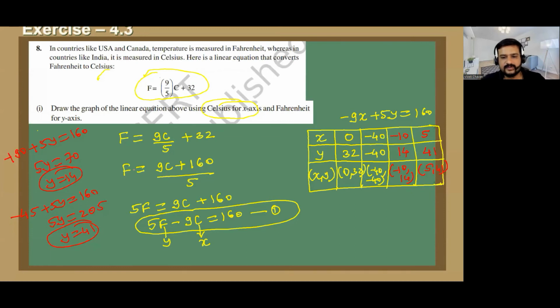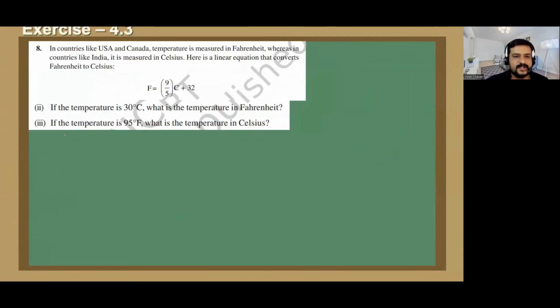Okay, we'll move forward with the next part of this question. Now second, what they have asked: if the temperature is 30 degrees Celsius, what is the temperature in Fahrenheit? Now, the answer to this we will find from the graph itself. We have drawn the graph, so with its help we will find the answer: 30 degrees Celsius means how much temperature in Fahrenheit. We'll check that.